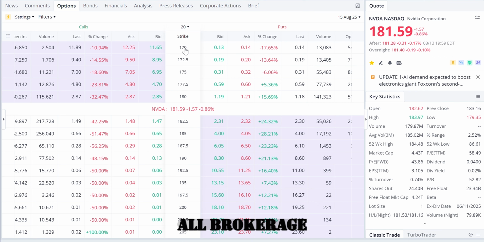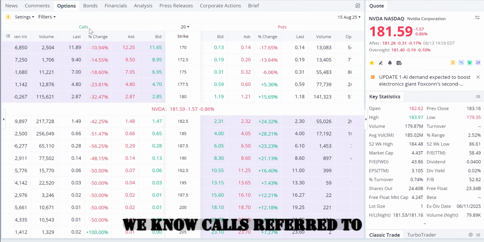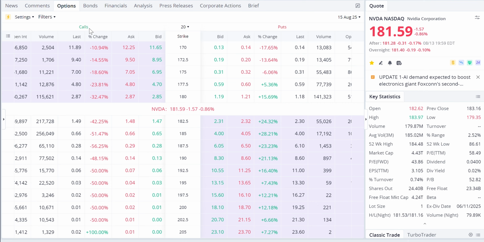All brokerage options contract chains will look the same, if not very, very similar. So at the top of your chain, you have a row. On that row, one side is for calls. We know calls refer to the stock price going up.